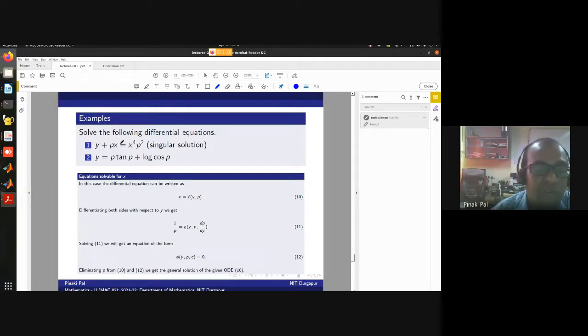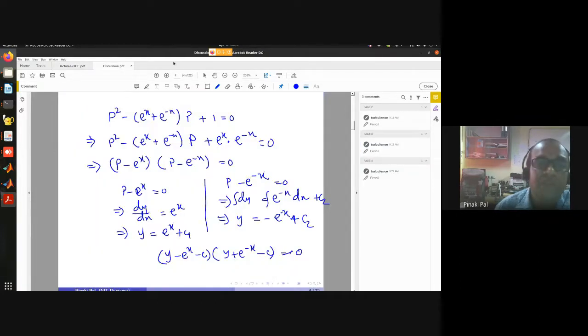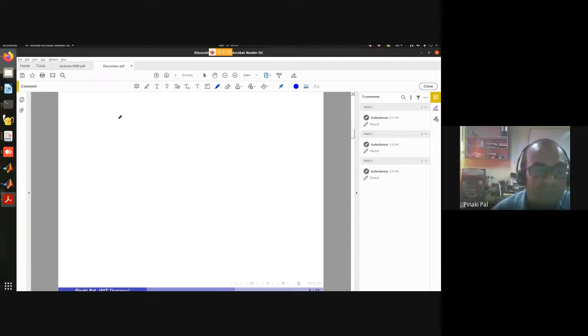So, differential equation: y plus px equals x to the power 4 p squared. The equation is y plus px equal to x to the power 4 p squared. This is the differential equation.